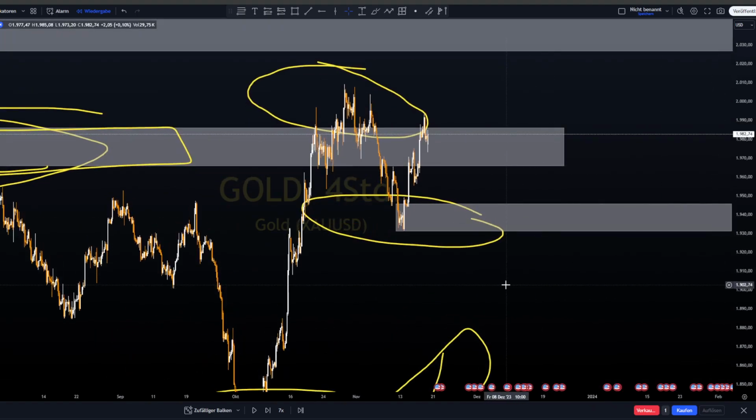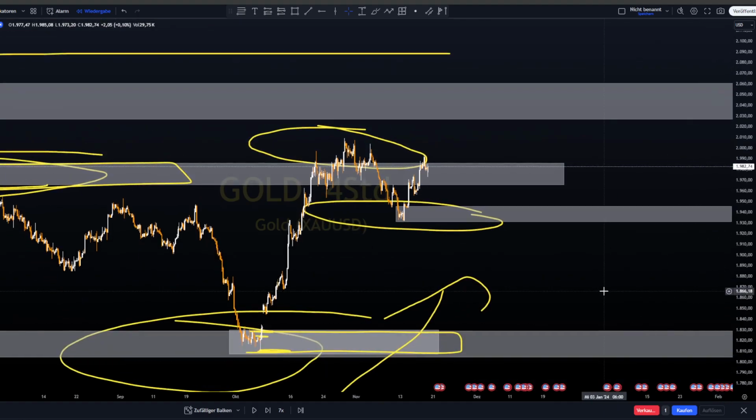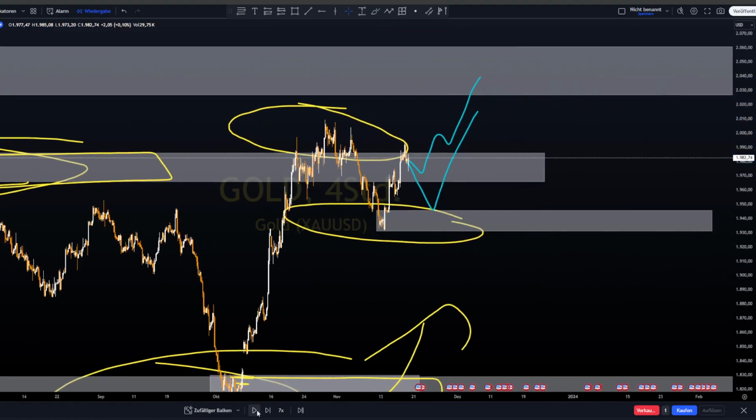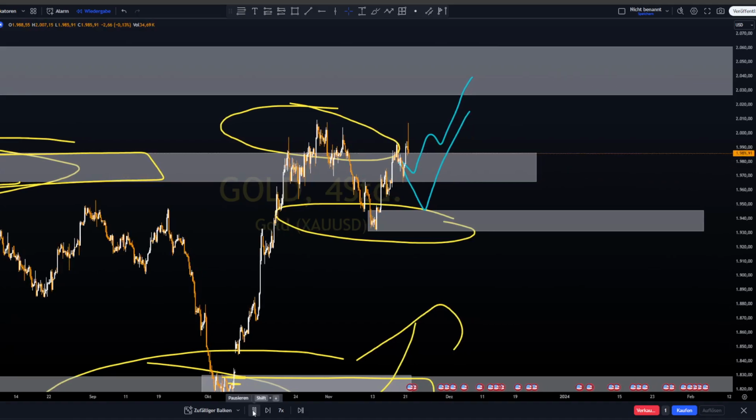Just because of this price action, I can tell you straight up my idea. I got this idea within like 10 seconds when I'm watching this area here. I'm expecting either such a move or such a move. And now let's fast forward just so we can see how I read the price.